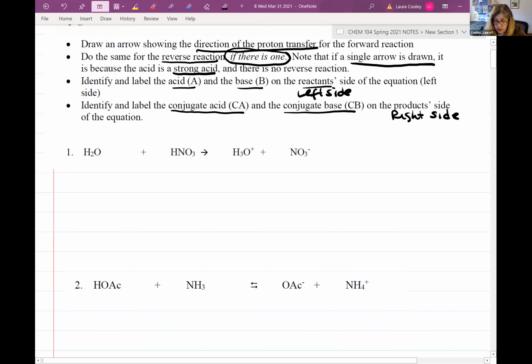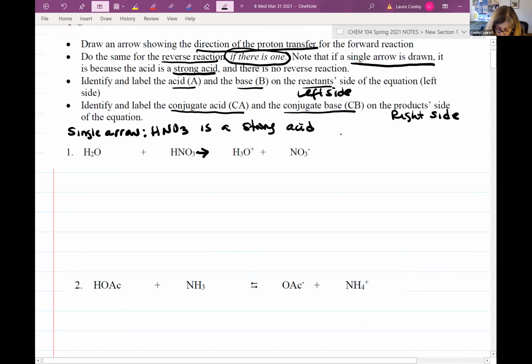Okay, so if we start with this first example here, we have water and HNO3. And you notice that this is a single arrow. So the single arrow tells you that HNO3 is a strong acid. And it's one of the 6 strong acids that I pointed out yesterday or Monday.